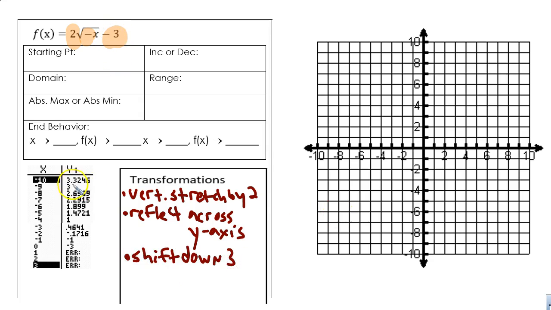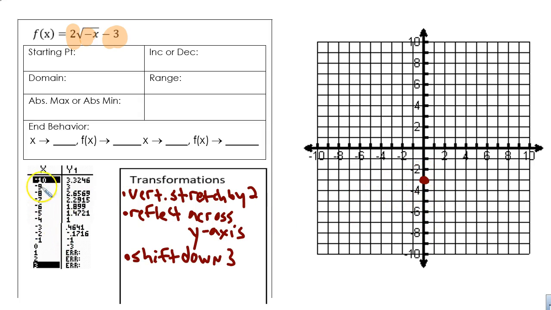What we should notice when we start plotting these points is that this function should reflect across the y-axis. So instead of increasing to the right, it should increase to the left. It should stretch by 2, so it should be a little bit more stretched out away from the y-axis, and it should shift down 3 points, which basically means that starting point, instead of being the origin, should be down at 0, -3. That's where my function should start since I shifted down from the origin 3.